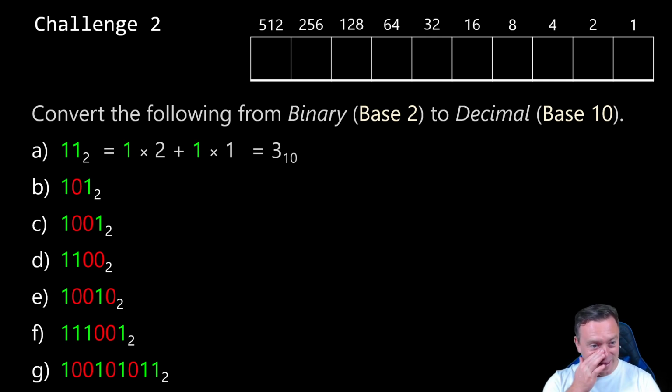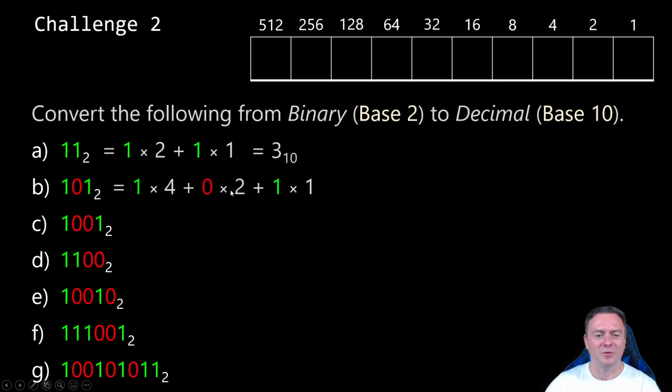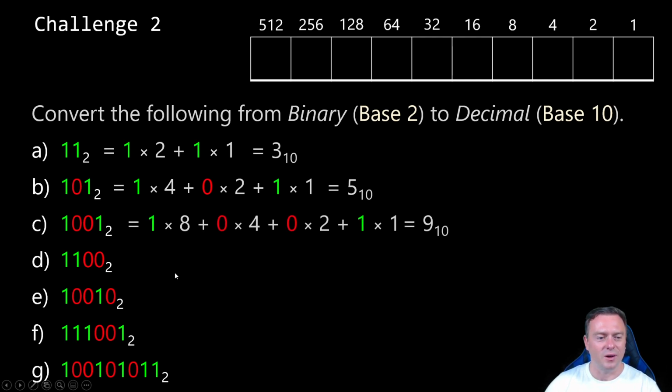Awesome. So coming back, here we go. So we go 1, 0, 1. So we have a 4, then a 1. So that means we have one lot of 4, no lots of 2, and a 1, which gives us 5. We then go to C. So we have 1, 0, 0, 1. So it means we have an 8 and then a 1, which adds together to give us 9.